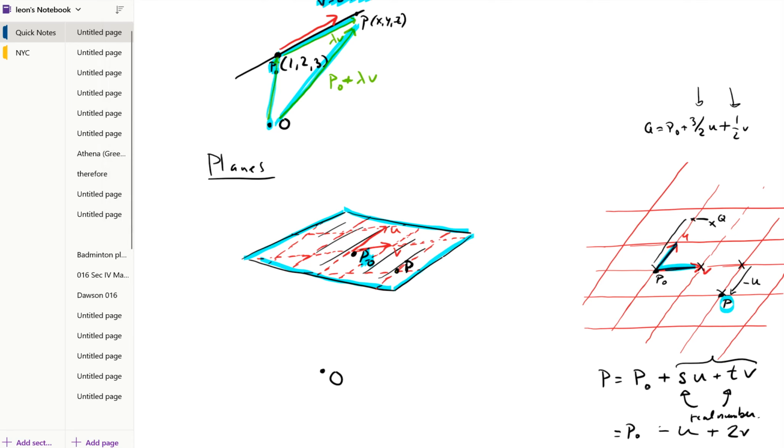So to get to P, you first go to P0, and then you do some sort of linear combination of u and v so that you can move on this plane and get from P0 to P. So P would be: you go to P0, so that's doing this thing here, and then you do some linear combination of u and v to move within the plane.